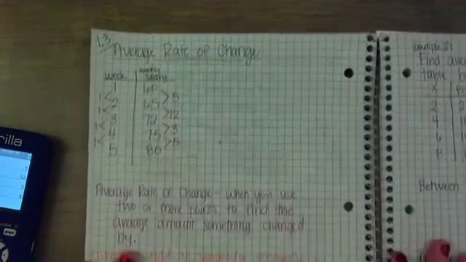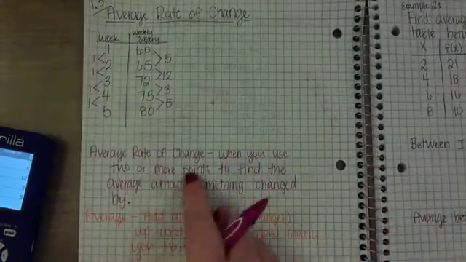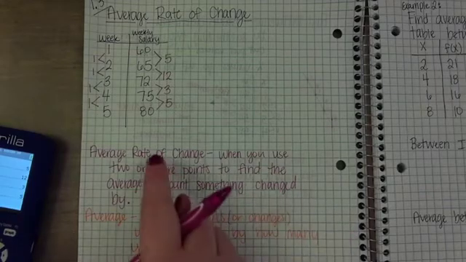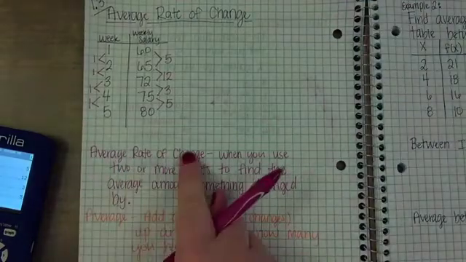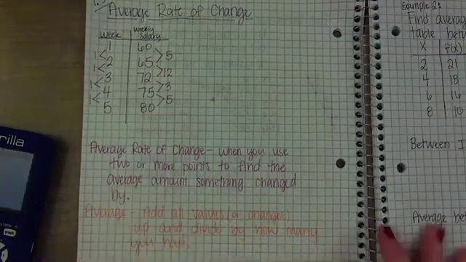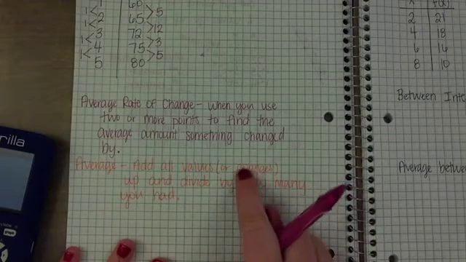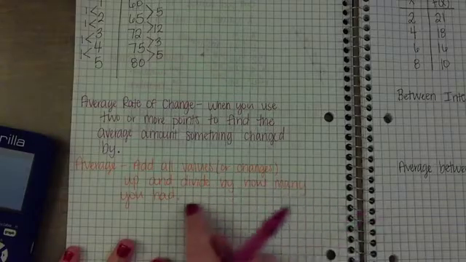So what we're going to find is the average rate of change. Average rate of change is when you use 2 or more points to find the average amount something changed by. Again, it's not perfectly linear, so we're going to find the average. Remember, average is where you add up all the values, or in our case, the changes. So you add them all up and you divide by how many you have.